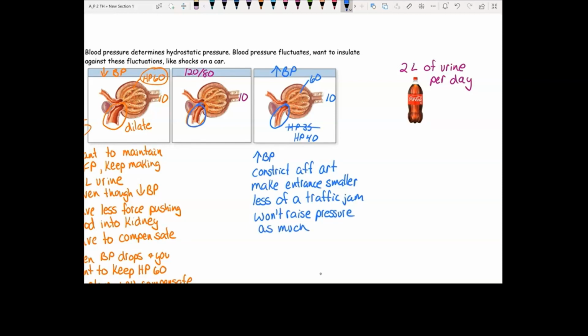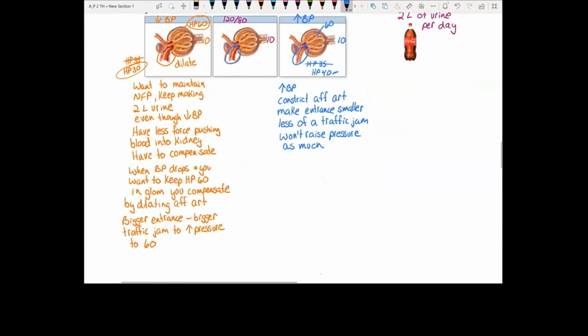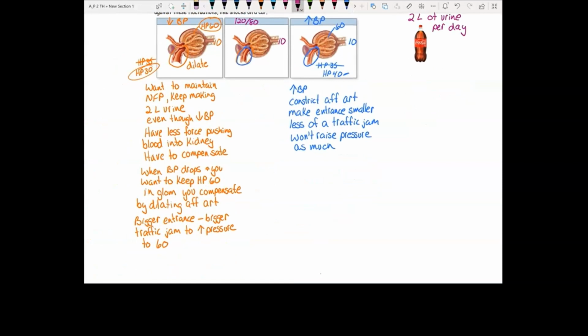Since the pressure is already higher as you're coming in, you don't need to raise it as much. If your pressure were higher coming in and you didn't do this, then you would end up with an HP of 65 instead of 60. And you would end up with a net filtration of 15, and you'd be making more than 2 liters of urine. So this is called renal autoregulation.